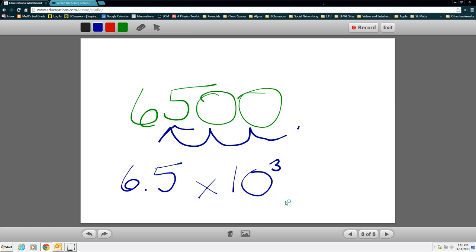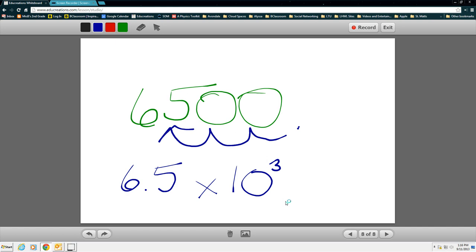Now, some of you might be going, well, Mr. Bornheimer, this seems like a lot more work. I've got to write a 6. I got to put a decimal. There wasn't even a decimal I had to write before. I got to put a 5. Then I got to put an X. Then I got to put a 10. Then I got to put an exponent. Bam! This is like a ton of work. When I could have just wrote 6500. And yes, I concede. Okay?